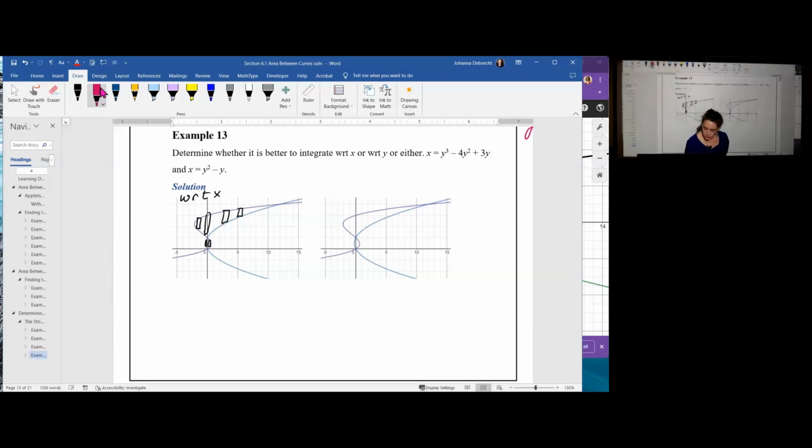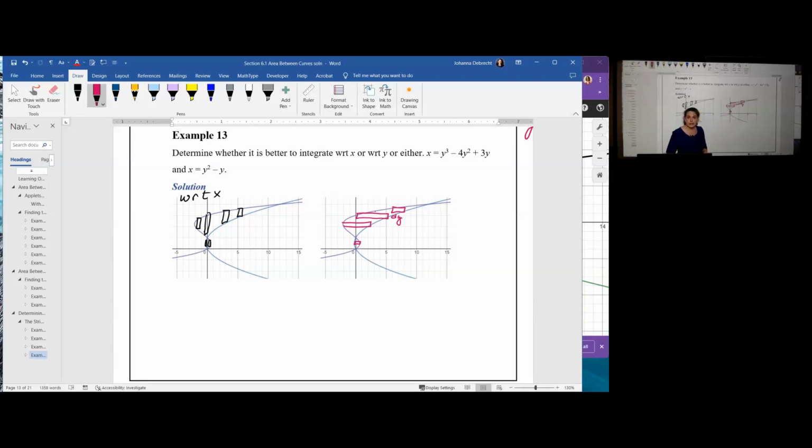When we look at it with respect to y, and we draw our strips horizontally with the differential dy on the narrow end, we can see that it does give us two regions. This is still far better than the 4 regions to go with respect to x. In the upper region, we have the right opening parabola on the right and the cubic on the left. In the lower region, it reverses, and we have the cubic on the right and the right opening parabola on the left.